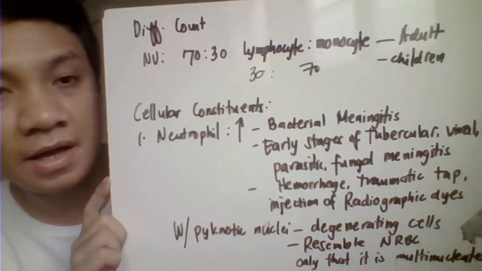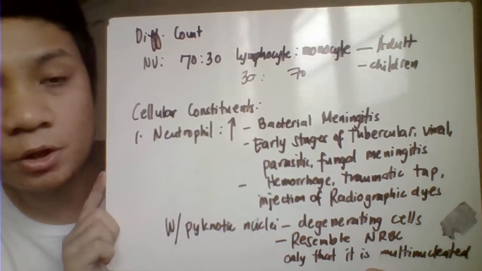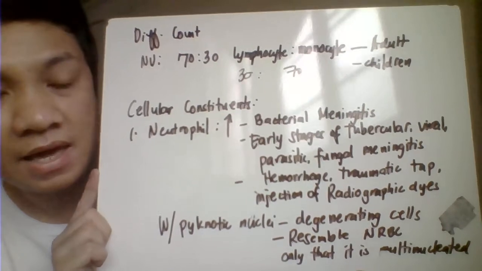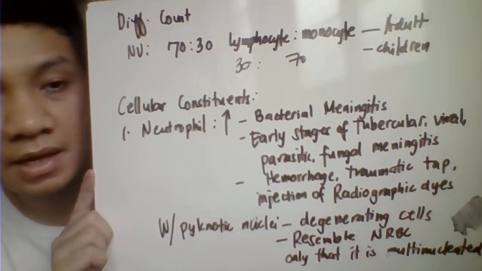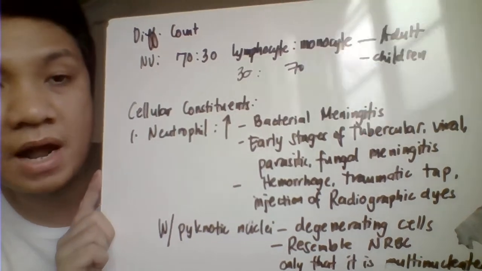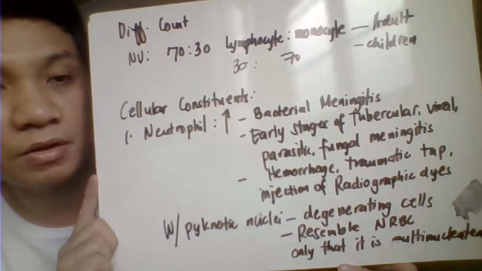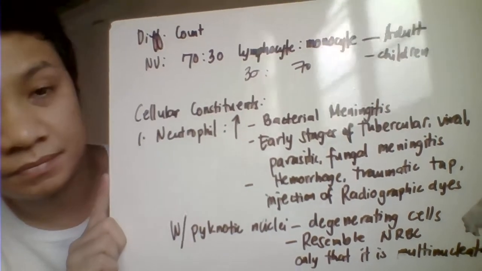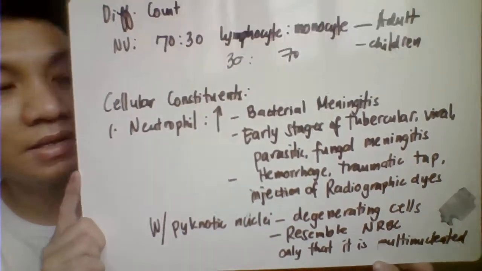Okay, so we have here the differential count. The normal differential count for an adult patient is 70/30: 70 lymphocyte and 30 monocyte. But in the case of children, the ratio is reversed, where you have a higher number of monocytes compared to lymphocytes. That becomes 30 to 70. So we have here the normal cells found in the CSF.